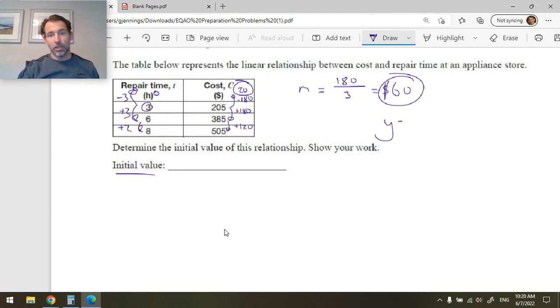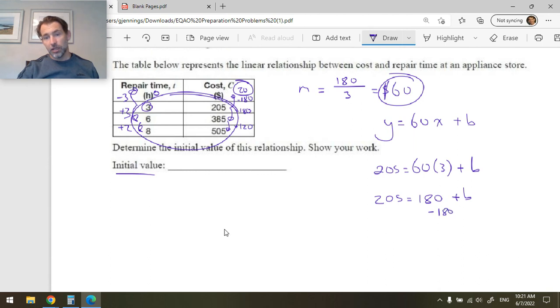And then I put that into the formula. Y is equal to 60 multiplied by the number of hours plus the initial value B. And then I sub in one of my points. It costs $205 to hire someone for 3 hours of work. I can choose any point. Any one of these points will all give me the same answer. Okay, plus this B value. So $205 is equal to 180 plus B, and then you subtract 180 from each side. I said 20. I made a silly error. It's 25. And then it gives me $25 equals B. So it's $25 to start.